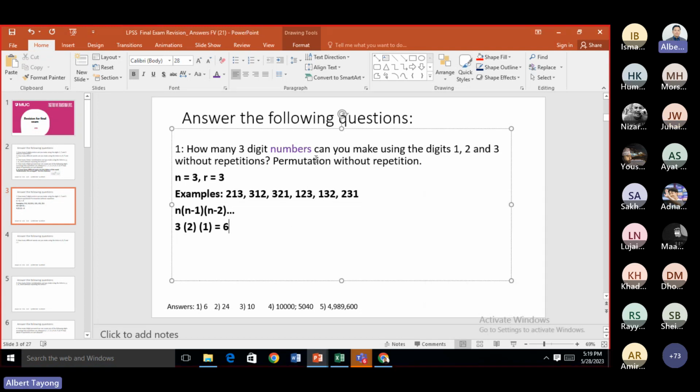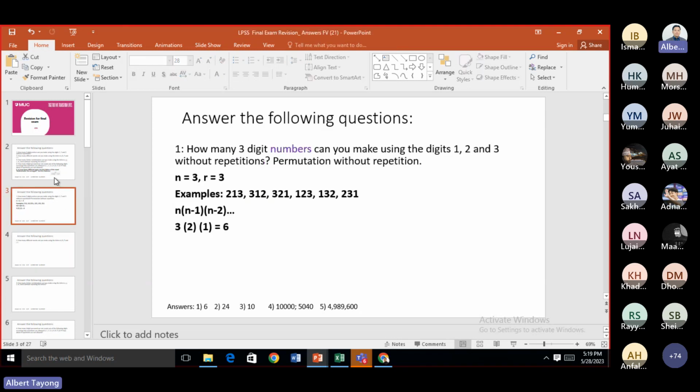So as I said, this is an example of permutation without repetition, because we are rearranging the digits here to form 3-digit numbers. So our n is equal to 3, our r is equal to 3 as well. The formula is n factorial over n minus r factorial. But since we have only 3 digits, we can use this formula, n times the quantity n minus 1, n minus 2, and so on. Okay, so the answer is 3 times 2 times 1. All right, let me proceed to the second one.